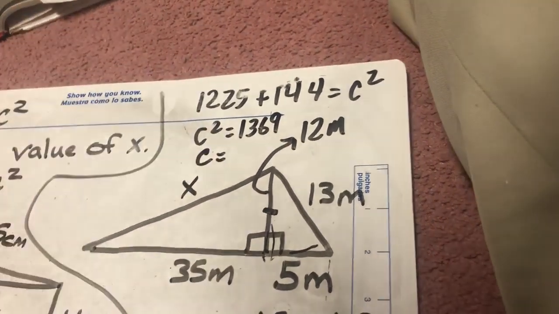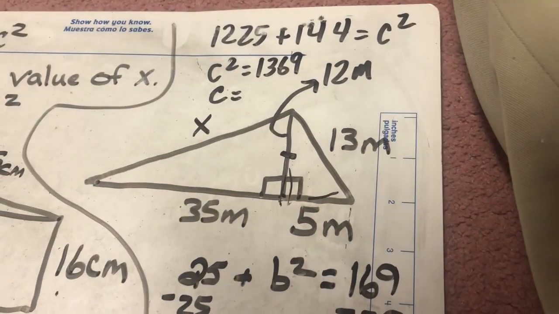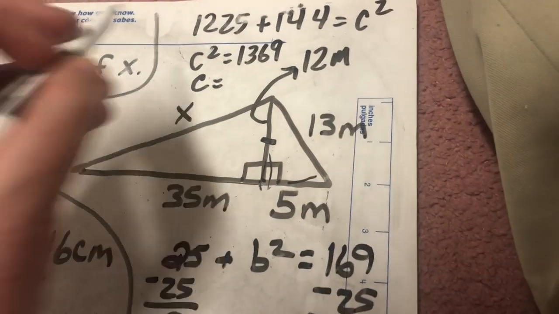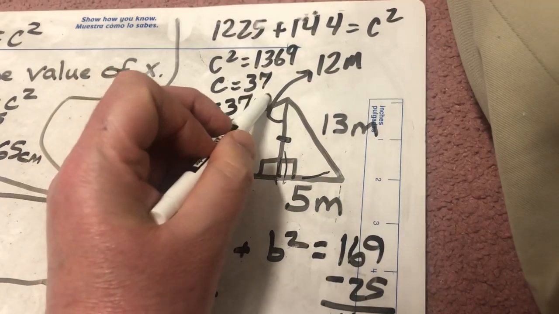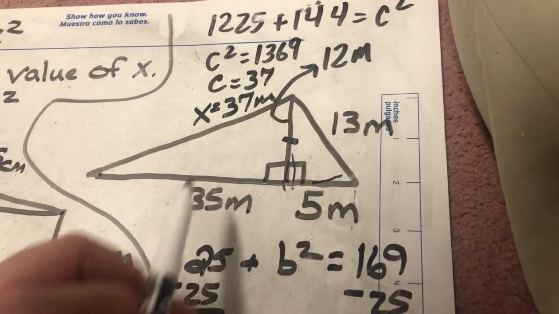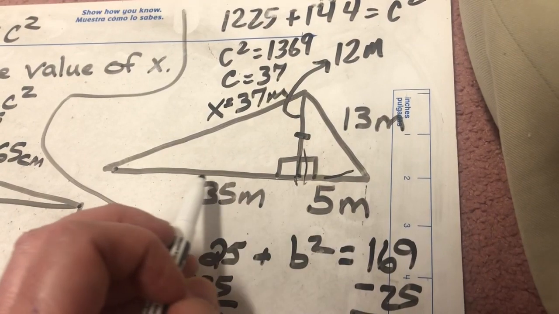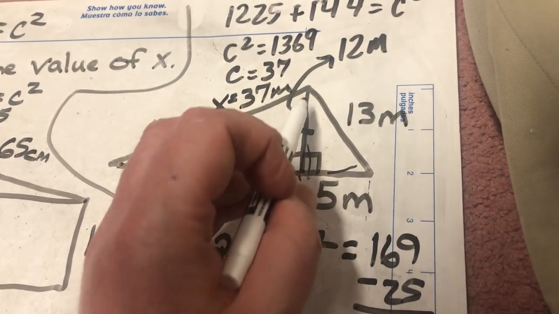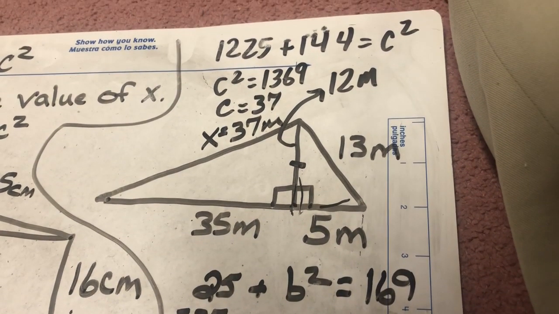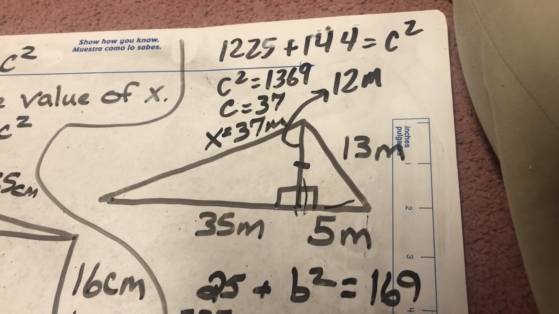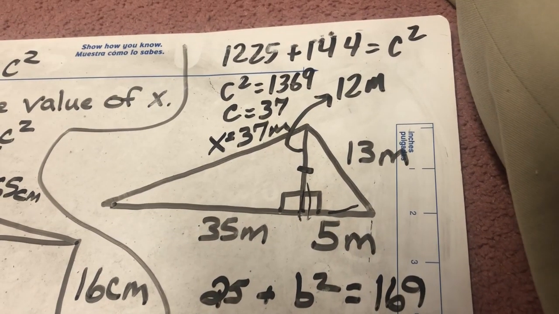1,369. If c squared equals 1,369, while you have 1,369 on display in your calculator, just go ahead and press the square root button, and it's going to tell you that c equals 37. And if c equals 37, x must be 37 meters. And once again, we can confirm that the hypotenuse is the longest side. This one's 37, this one's 35, just a little bit shorter. This one's significantly shorter at 12. And there is how we do that.